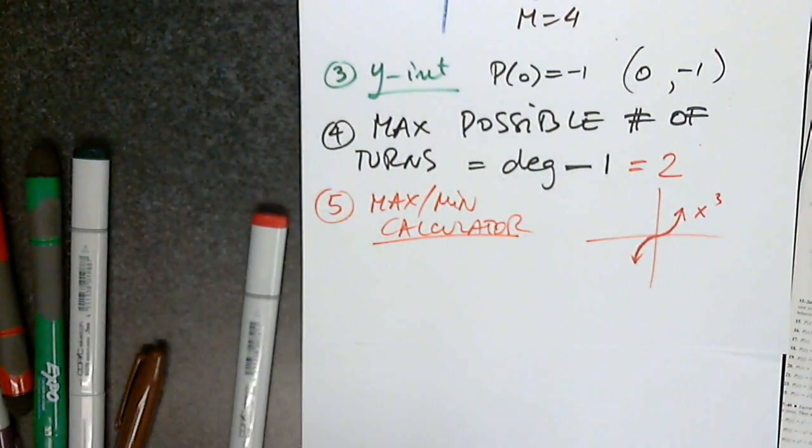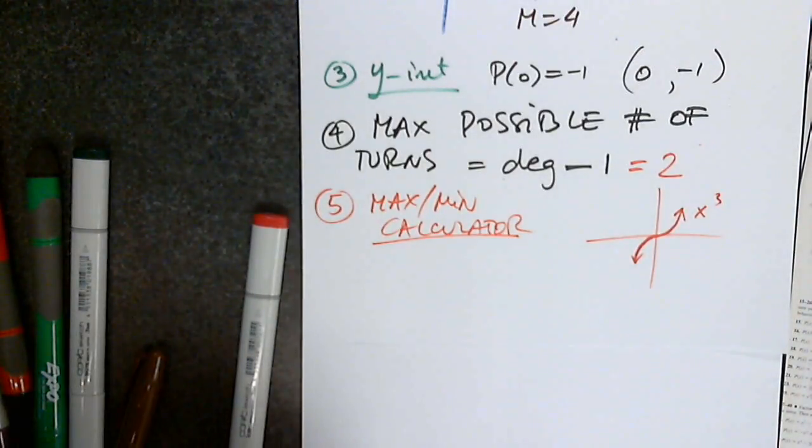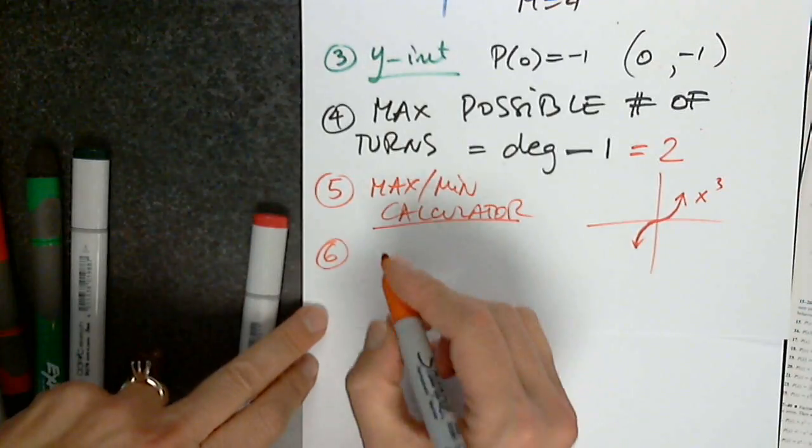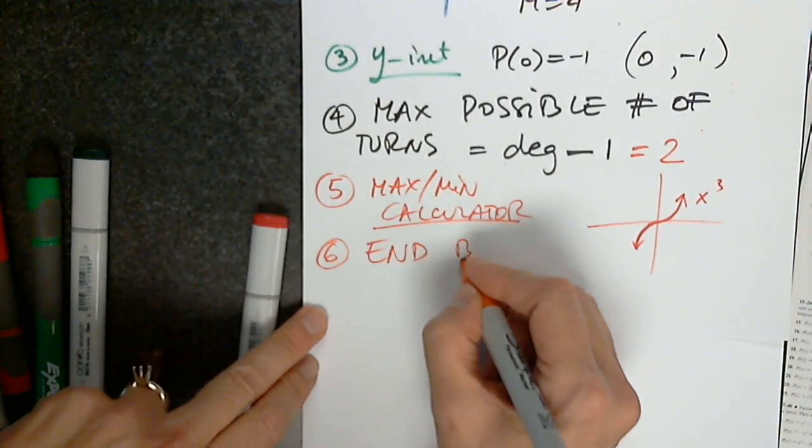In calculus, we don't do this with a calculator. We can do it by hand, but not here. Here we have to use the calculator. Number 6. And behavior.